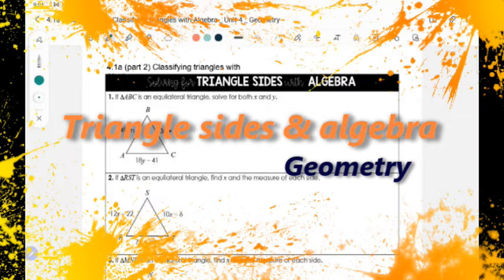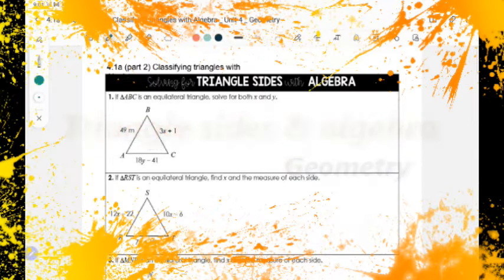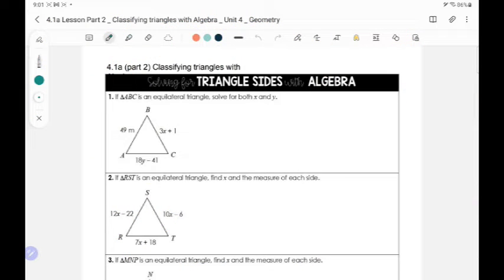Let's talk about solving for triangle sides with algebra. So we're looking at different types of triangles and information about them to solve algebraic expressions. You know that even though this is geometry class, we've always got to bring in algebra because algebra is the foundation of how we do everything. So if triangle ABC is an equilateral triangle, solve for both x and y.